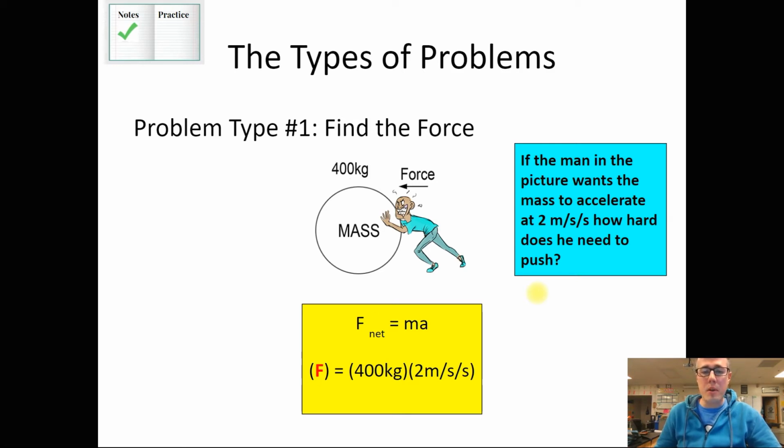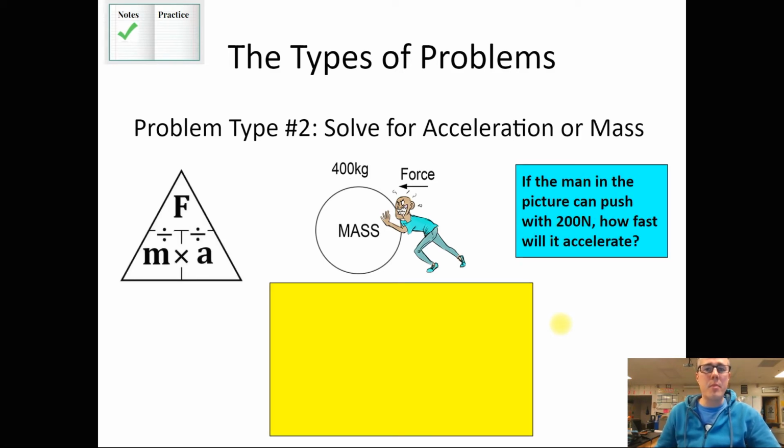Now we just have to go and plug these things into a calculator or some mental math. So 400 times 2. The force that he has to push with is 800 newtons to the left. Remember, force has a direction. If he wants it to accelerate that way, it's going to require a force going that way. Pause the video and add this to your notes if you haven't already.